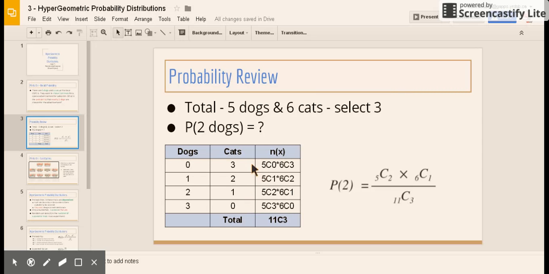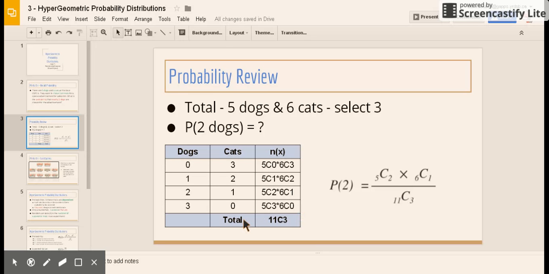Now, the number of ways I can do this, if we go back to our combinations unit, I have 5 dogs in total. I have to choose 0 of them for my first outcome. And out of the 6 cats, I have to choose 3. So 5 choose 0 times 6 choose 3 is the number of ways I can choose 0 dogs and 3 cats. Continuing that same pattern for each of the different outcomes.